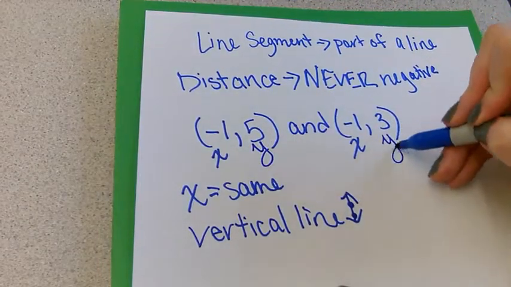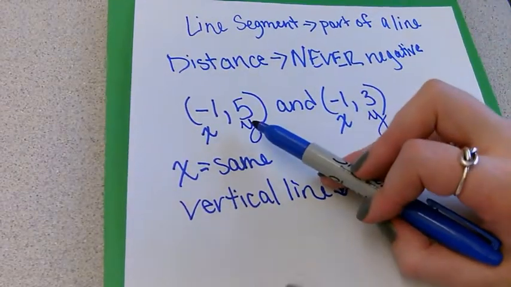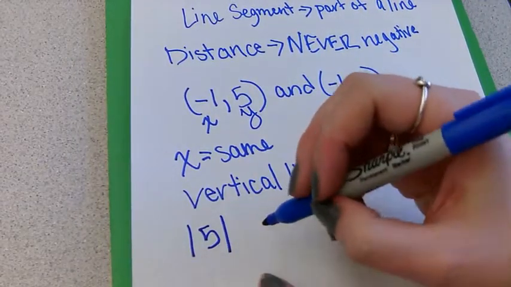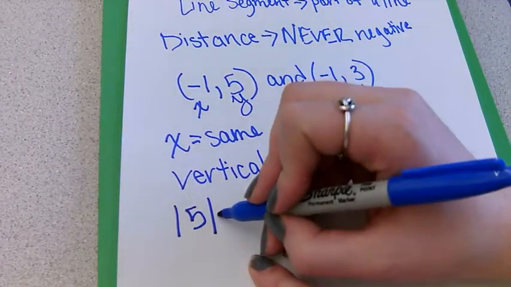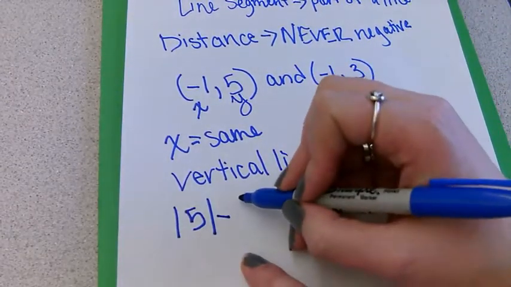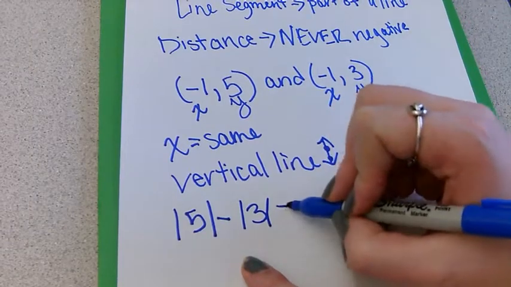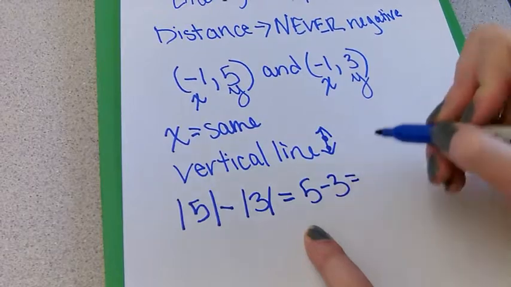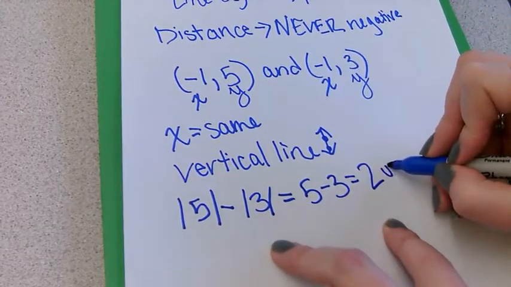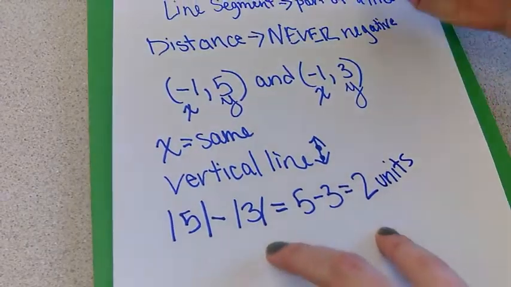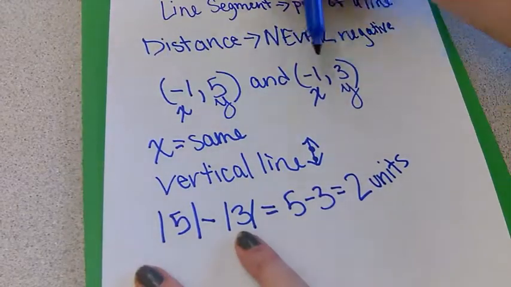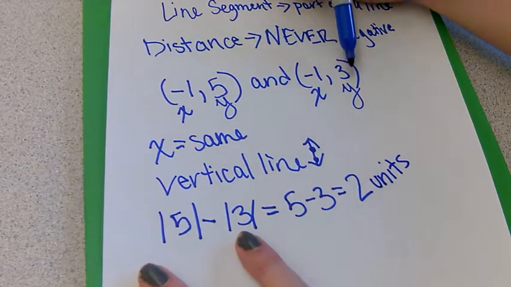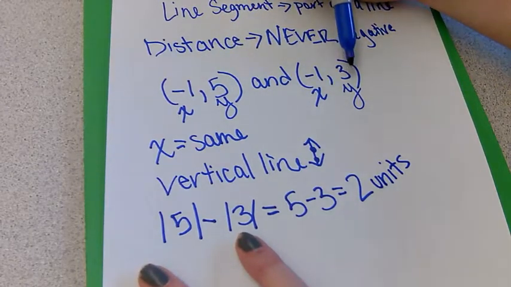So then, to find the distance of this line segment, we would take the absolute value of 5, because the absolute value is never going to be negative, just like the distance, and we subtract the absolute value of 3, which is 5 minus 3 equals 2. So it's 2 units in length. So when they are on the same side of 0, or have the same sign, which is positive here, you subtract.